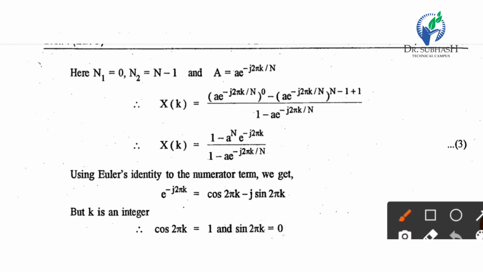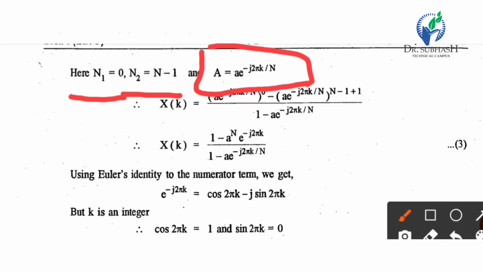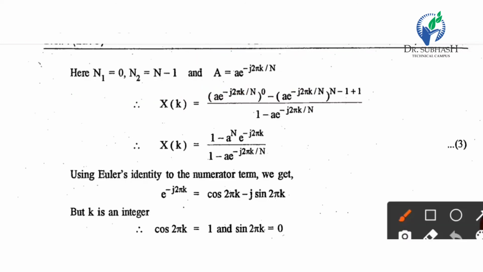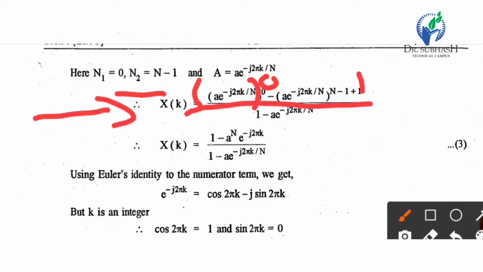After comparing the two equations, we will get n1 equal to 0, n2 equal to N minus 1, and capital A equal to small a e raised to minus j2 pi k upon capital N. So now by using the standard formula, we have x of k equal to the first term, a multiplied by e raised to minus j2 pi k upon N whole raised to n1, so it is 0, minus a e raised to minus j2 pi k upon capital N raised to N minus 1 plus 1, so it is n2 plus 1, divided by 1 minus a multiplied by e raised to minus j2 pi k upon N.